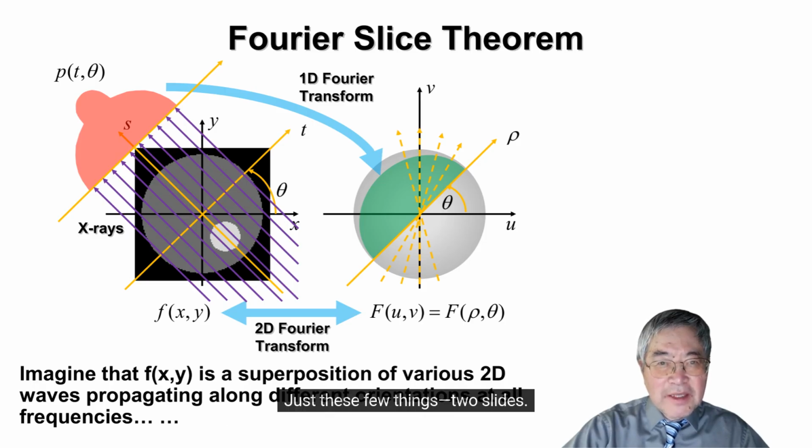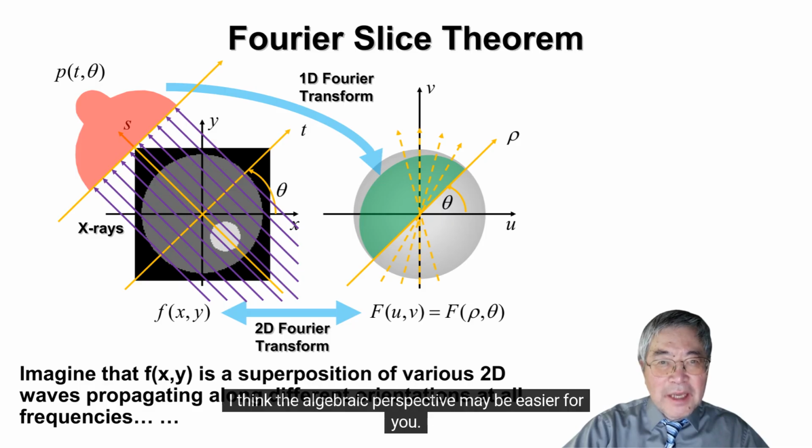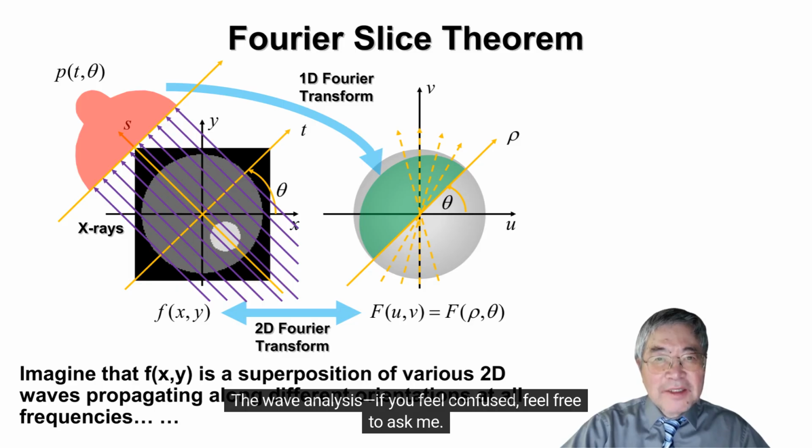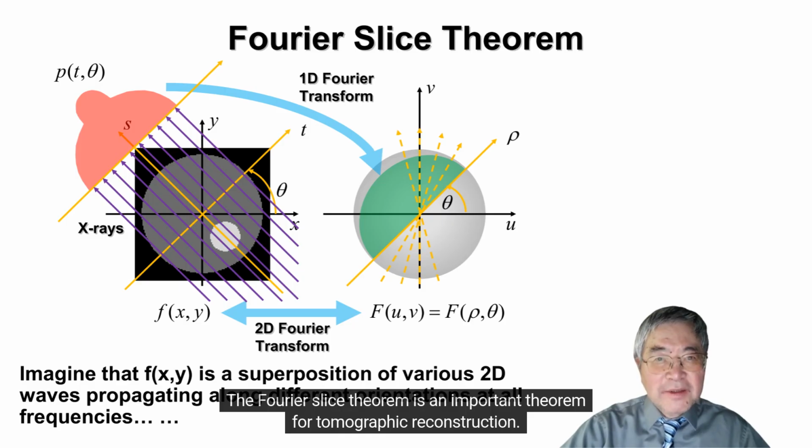Just these few things, 2 slides. I hope you understand these 2 slides. Then we will take a minute's rest. I will show you my mathematics. Step by step you will understand this geometrical wave argument a little better. Okay, I think the algebraic perspective may be easier for you. The wave analysis, if you feel confused, feel free to ask me. Think about it. This is a very elegant way to solve the problem. The Fourier slice theorem is an important theorem for tomographic reconstruction.